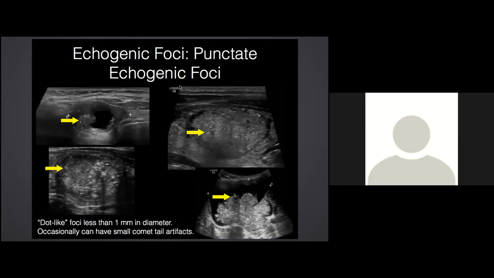So these are again examples of the echogenic foci, punctate echogenic foci, dot-like lesions, which occasionally can have small comet tail artifacts. And right at the bottom on the right, you can see the irregular solid component of the nodule.